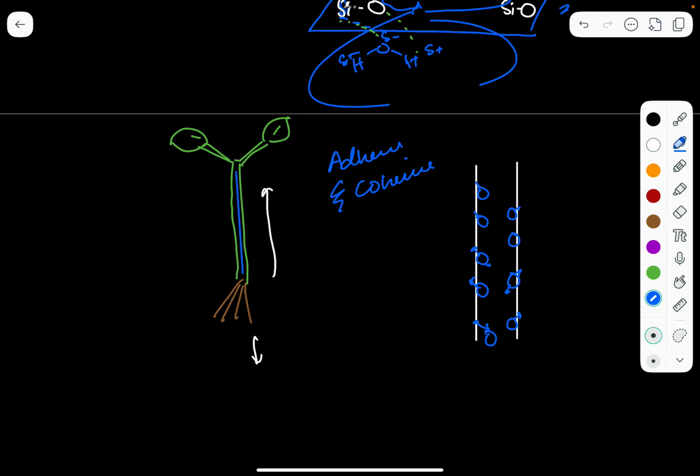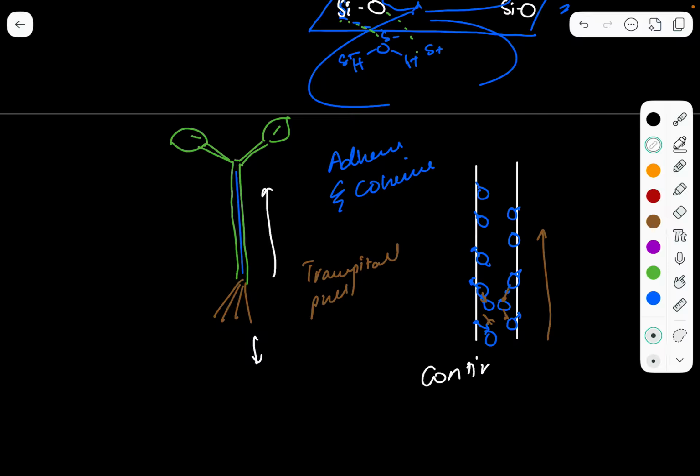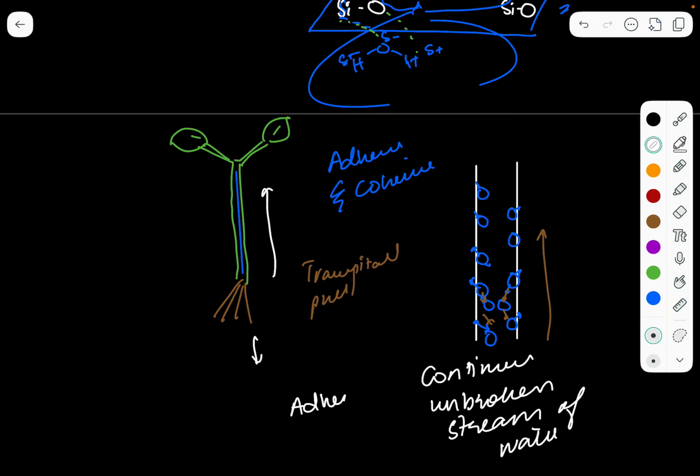Two, the water molecules are attracted to themselves. So they're constantly being pulled up, right? I mean, they're being pulled up because of transpirational pull, because it creates a negative pressure, and that allows water to go up. But what allows it to go up the tube in a continuous, unbroken stream is adhesion, the property of adhesion, and cohesion.